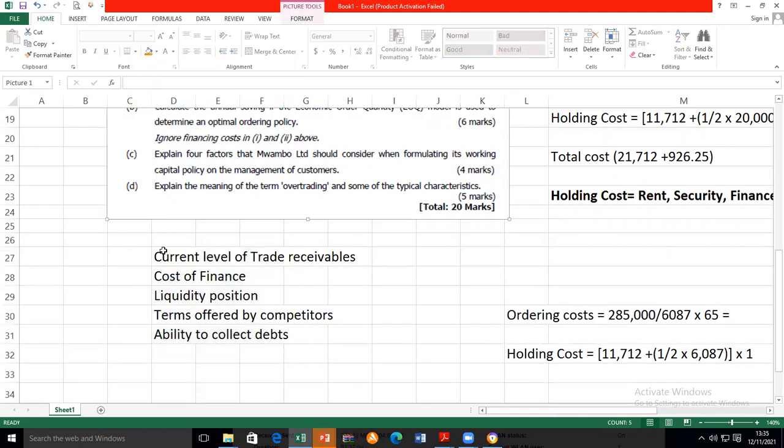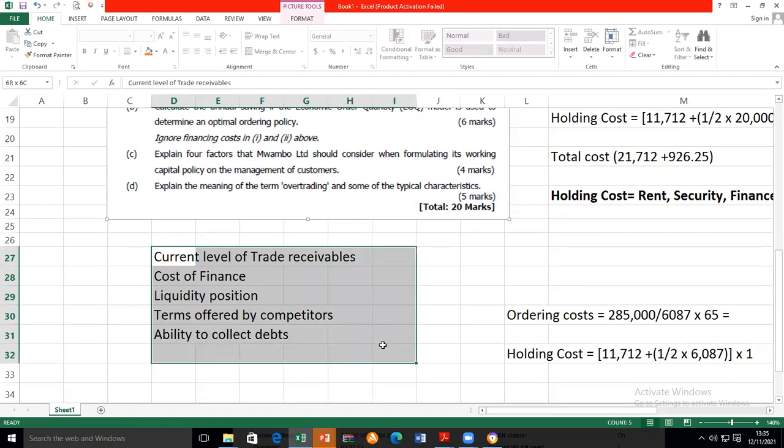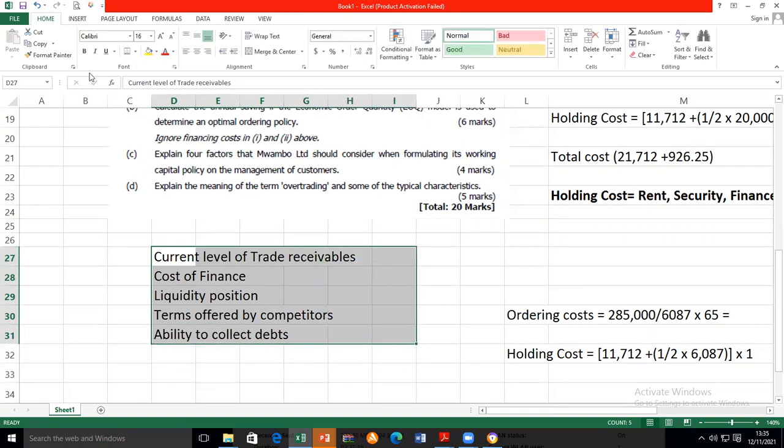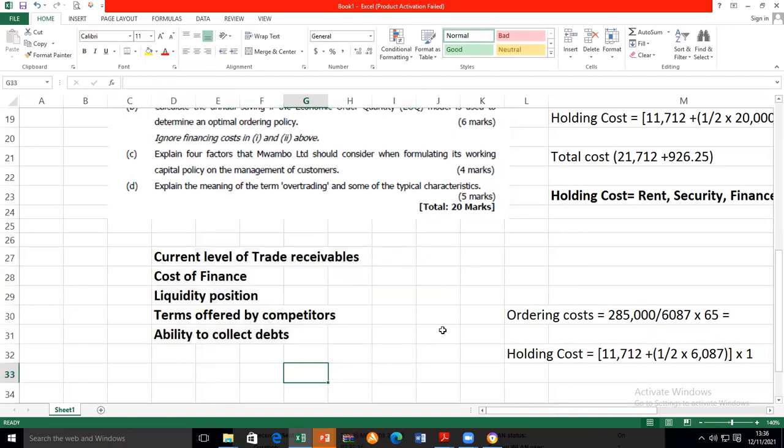What factors do you consider when you're coming up with a policy relating to receivables? The question is, how much should we give? Should we give our customers 2-3 months? Give your customers a discount? What should we do?